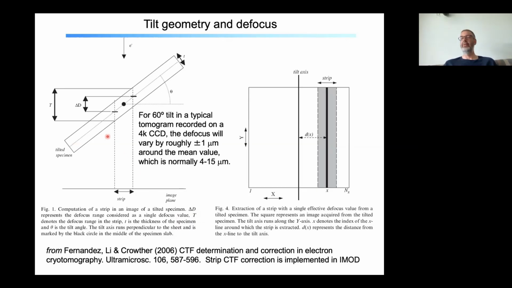So the way that IMOD does this is it allows you to estimate the defocus of these tilted regions. It will give you an average defocus and it will give you a tilt angle. So it essentially knows what the defocus change is as you go to different parts of the image, and then you can correct for the contrast transfer functions in strips. If you know where the tilt axis is, you know that the distance from the tilt axis is equivalent to a change in height, and so equivalent to a defocus change. So this is one way of correcting for the effects of the CTF in tilted specimens.